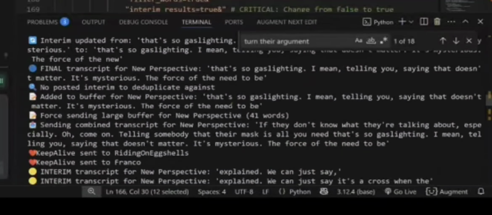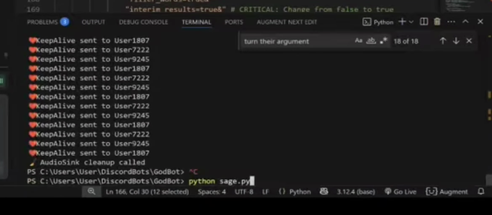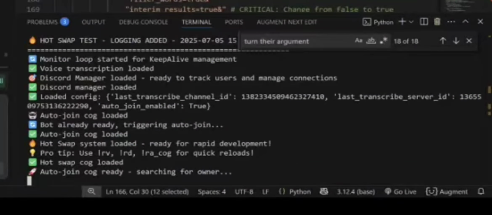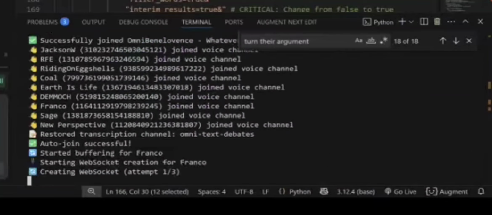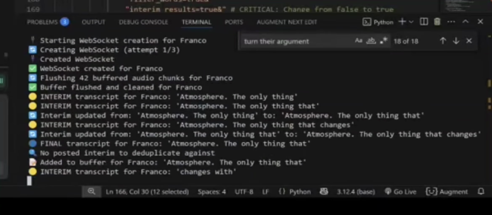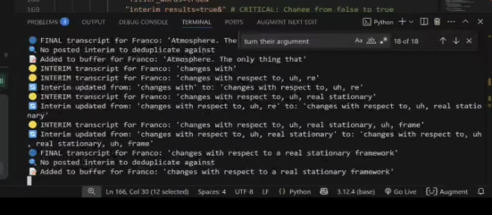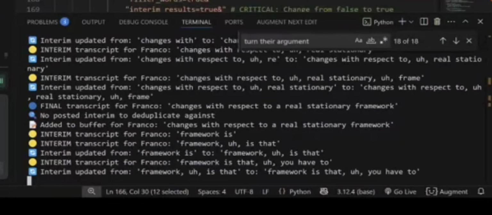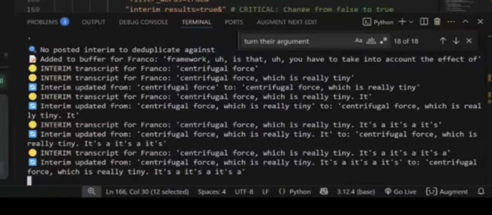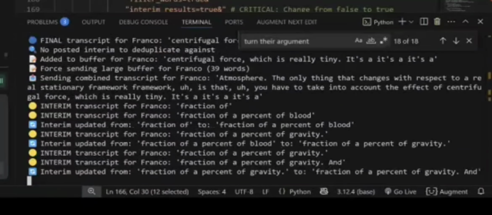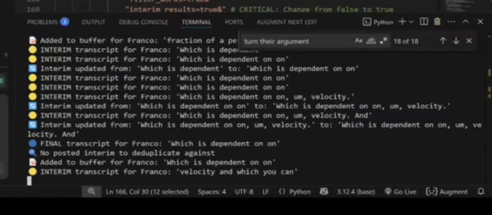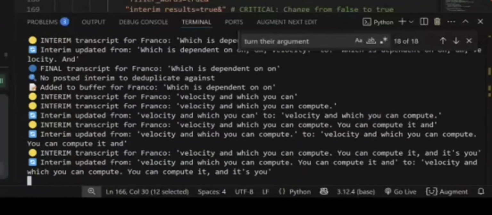And in that frame and in that description, you are moving on a stationary Earth with, on average, a stationary atmosphere. The only thing that changes with respect to a really stationary framework is that you have to take into account the effect of centrifugal force, which is really tiny. It's a fraction of a percent of gravity, and Coriolis force, which is dependent on velocity, and which you can compute.